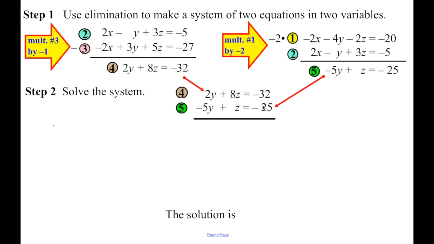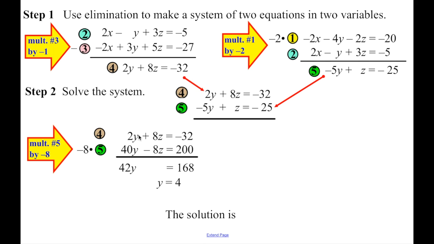Well, if you look at these, what would be the easiest way? I could try to get rid of the y variable, multiplying the top one by 5 and the second one by 2. Or I could multiply this second equation by -8 and get the z variable to drop out. That seems like it would be the most efficient, so that's what I did. I rewrote equation 4. I multiplied equation 5 by -8. So -8 times each of these terms gives me this equation right here. The z variables drop out, as you can see.